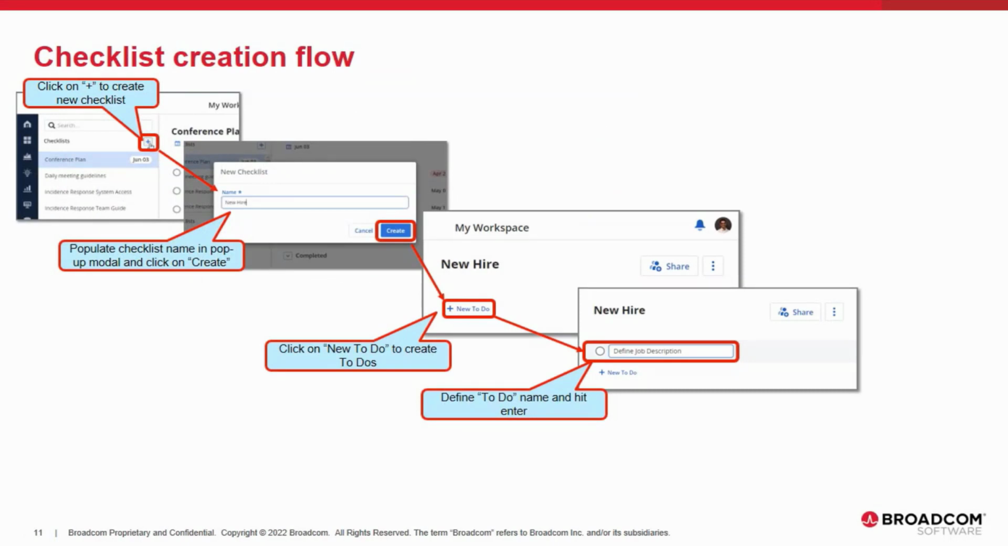The creation flow for a checklist is clicking on the plus button under the My Workspace, along where the checklist is. When you click on the plus button, the Create Checklist modal pops up where the end user can populate the name of the checklist, and once the name is populated, the Create button is enabled and they can click on the Create button to have the checklist created. At that point, the end user can click on the new to-dos to start creating to-dos within that checklist.